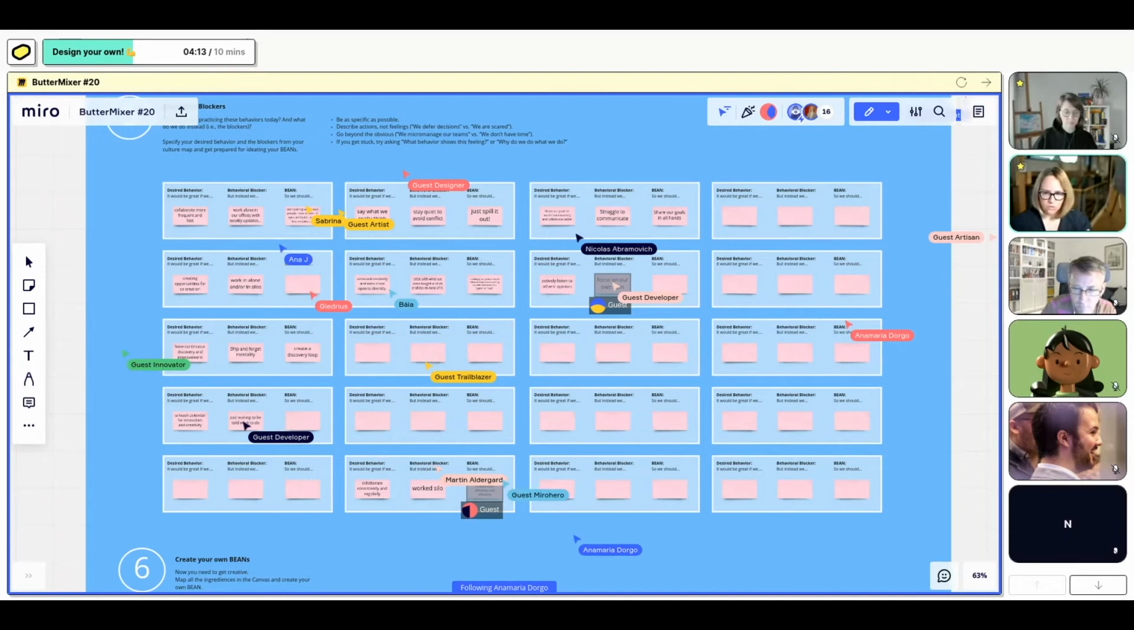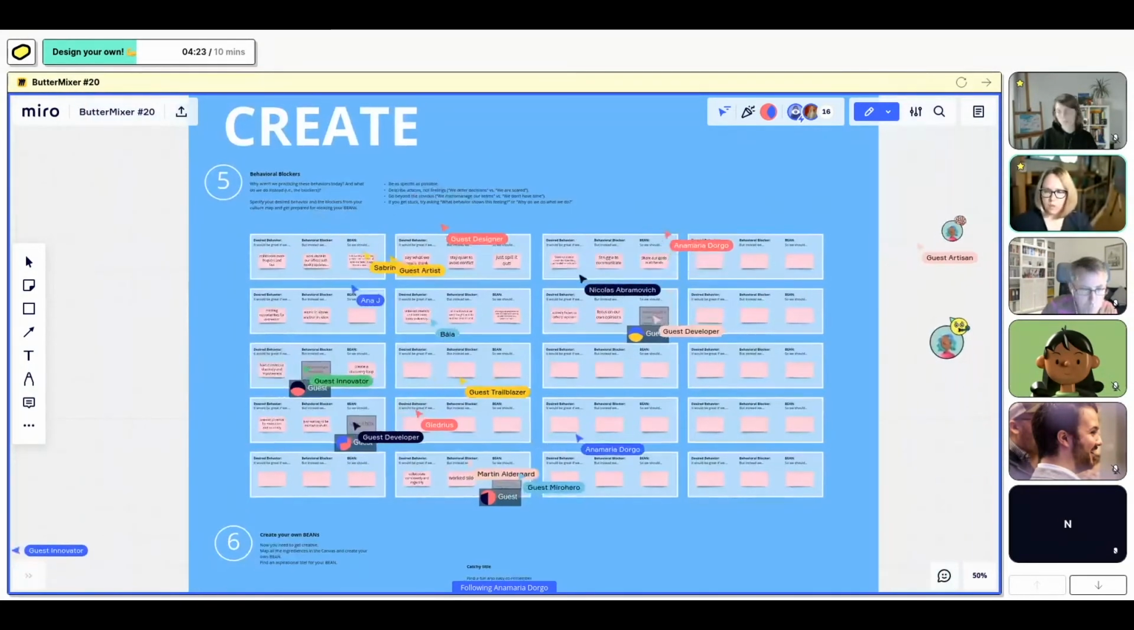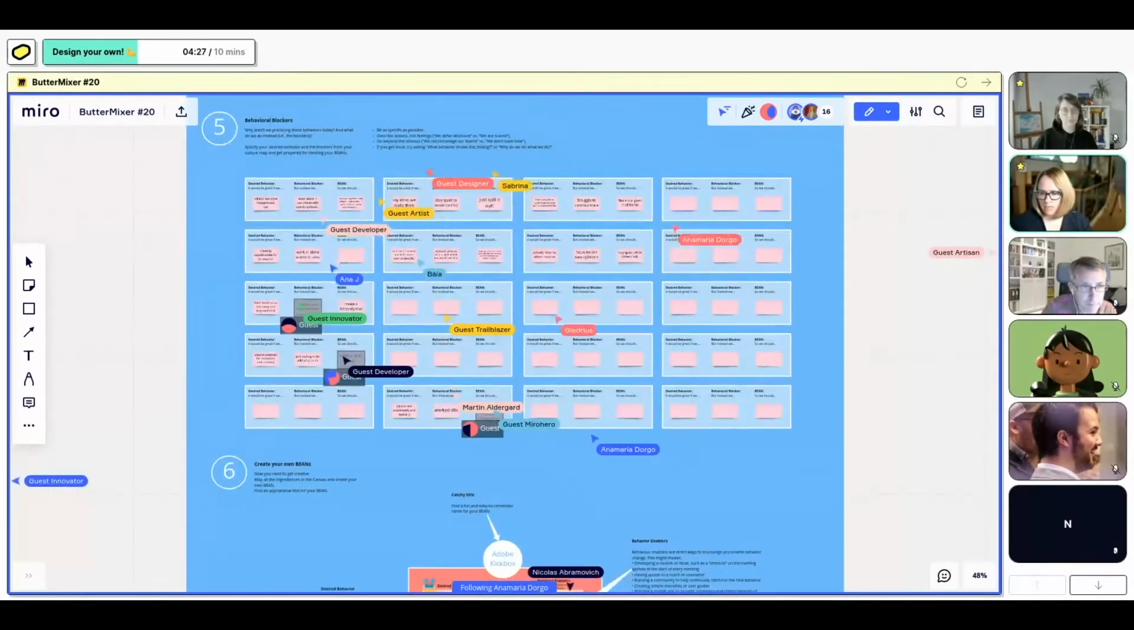You could now take that and in the next step, elaborate more on it. How would that look like as a real bean with all the components? We will come to that in a minute. Then we have another one.